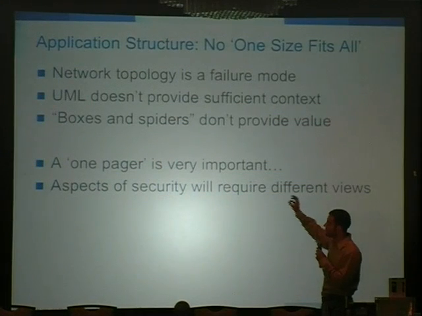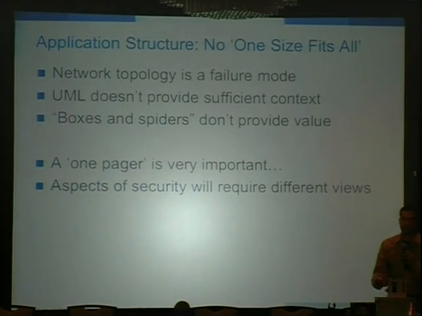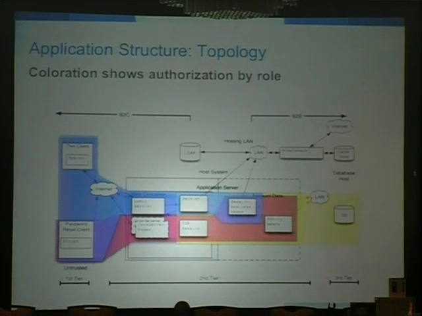In my mind, there's no one-size-fits-all. Network topology diagrams are a failure mode. The UML and the DFDs that we saw in the Microsoft model are also a failure mode because they're kind of too low level. And when we've just got boxes that represent each of our hosts and spidering lines that connect them, and we call each a trust zone, that's also a failure mode. A one-pager is important, but you'll notice that we keep layering on top of it aspects that will drive much better detail.